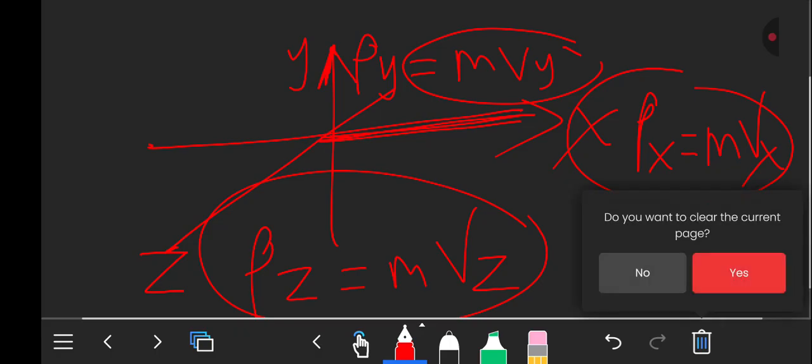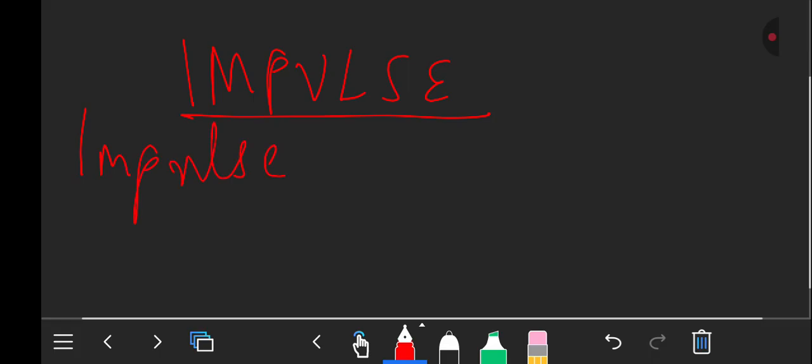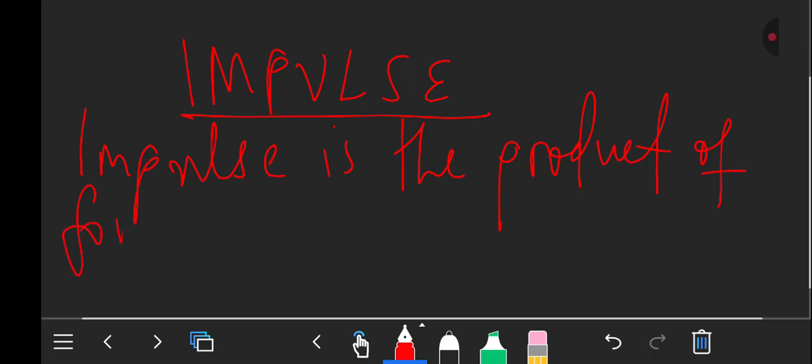Now let's look at how you can find impulse. We've discussed momentum. Now let's look at how you can find impulse. What is impulse? Impulse is just the product of force, which is the net force, and change in time.